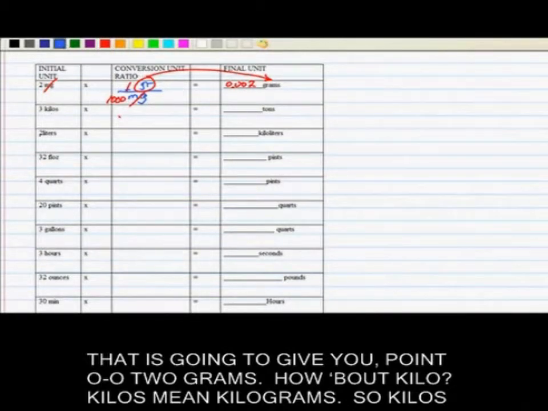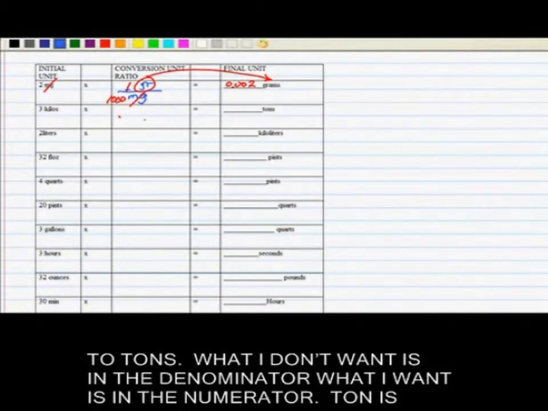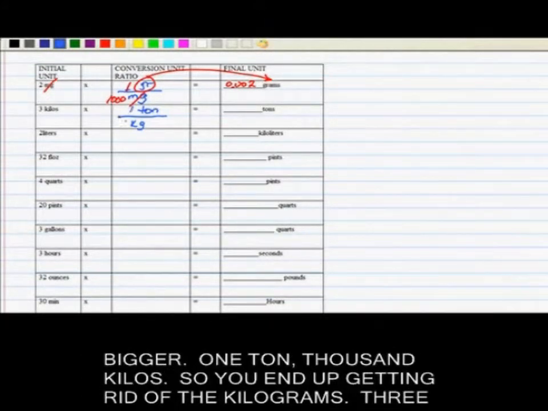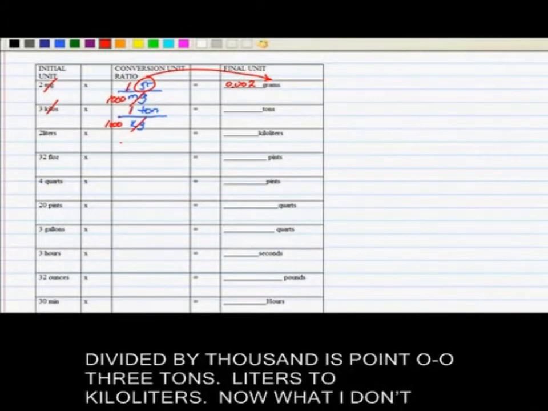How about kilos? Kilos mean kilograms. So kilos to tons. What I don't want is in the denominator. What I want is in the numerator. Ton is bigger. 1 ton is 1,000 kilos. So you end up getting rid of the kilograms. 3 divided by 1,000 is 0.003 tons.